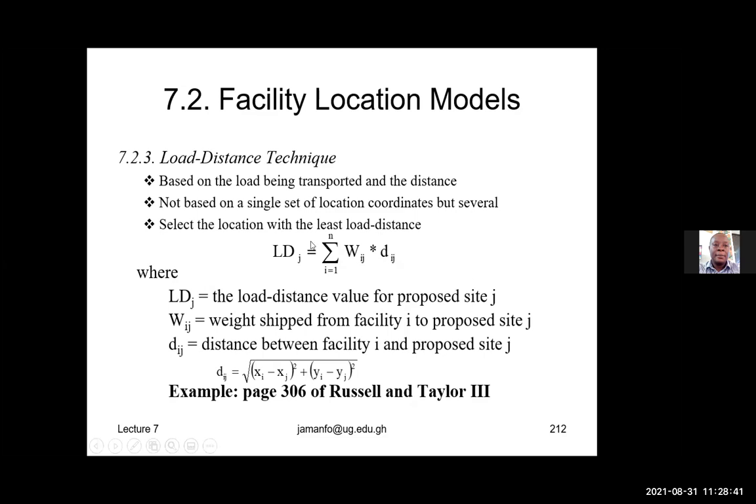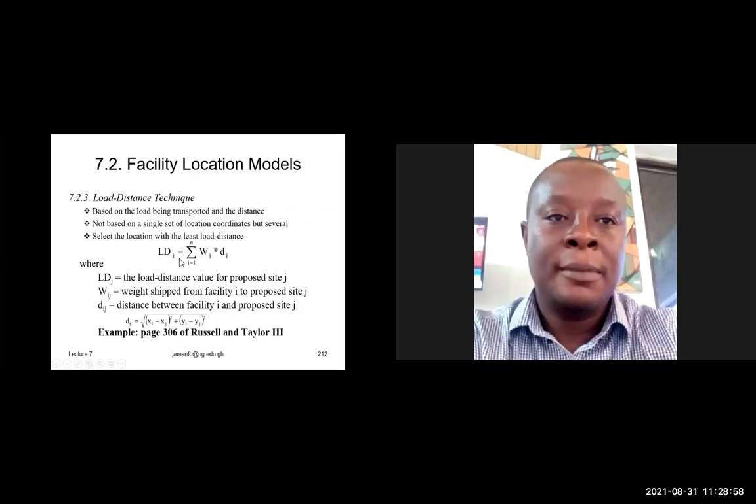So this is the formula. In fact, you can write this down. Write this down. And also write this down. So LD sub J is equal to the load distance value for proposed site J. And W sub IJ is equal to the weight shipped from facility I to proposed site J. And D sub IJ is equal to the distance between facility I and the proposed site.